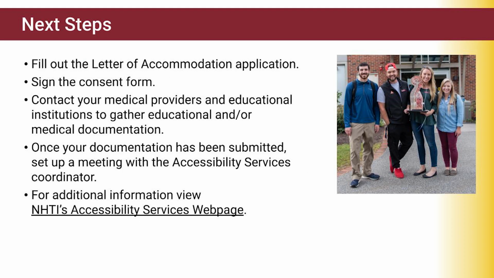What are the next steps? Fill out the letter of accommodation application. Sign the consent form. Contact your medical providers and educational institutions to gather educational and/or medical documentation. Once your documentation has been submitted, set up a meeting with the Accessibility Services Coordinator. For additional information, view the NHTI Accessibility Services webpage.